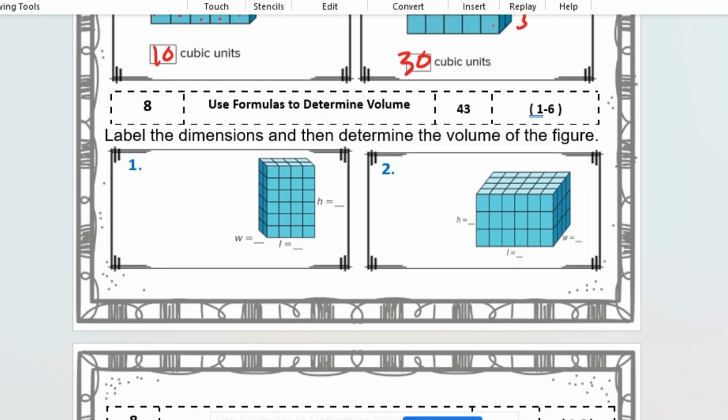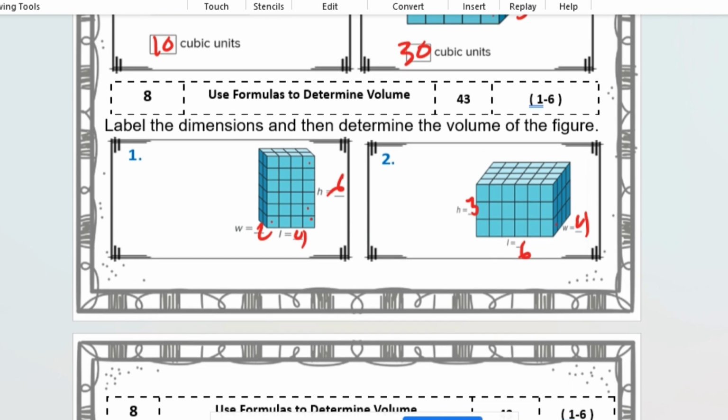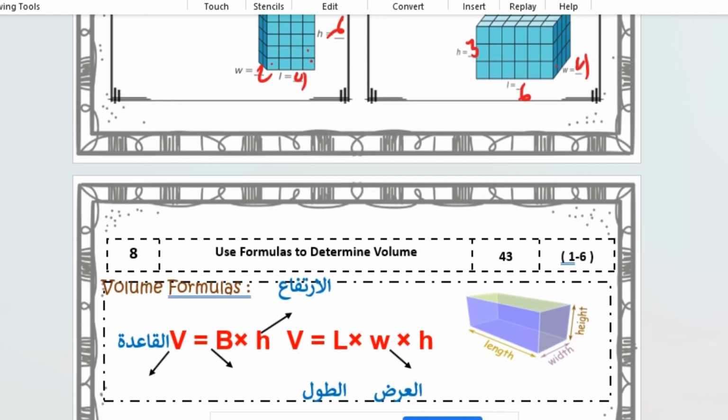Now here we are going to label the dimensions. The length here is 4, the width is 2, and the height is 6. Also here the height is 3, the length is 6, and the width is 4. Okay, these are pretty easy questions.